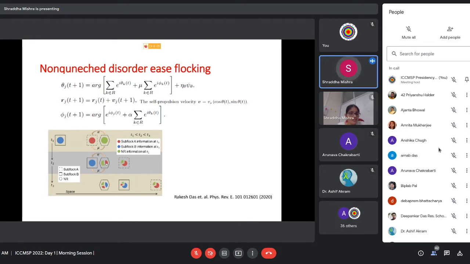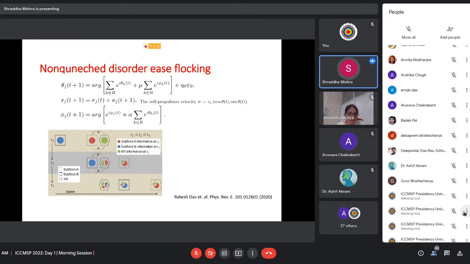And because of this red color here, due to the interaction, this blue subflock is having some information of this red subflock without even interacting directly with this red subflock. It got some information of this red subflock without even direct interaction with it. And obviously now the rotators have the information of both of them.